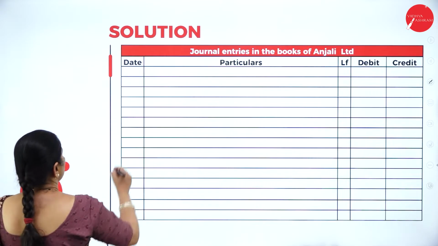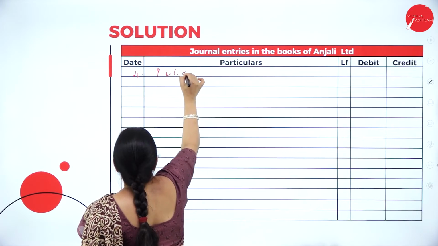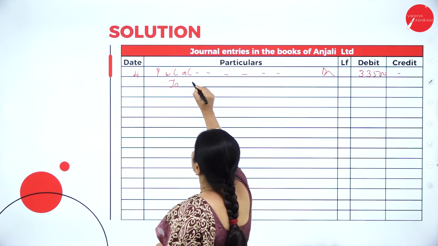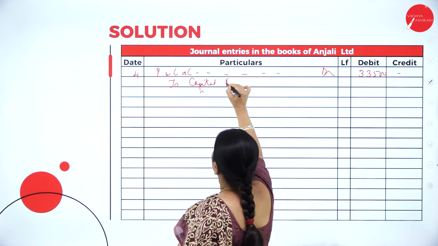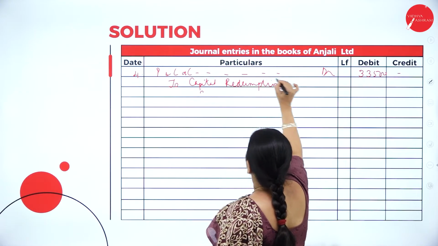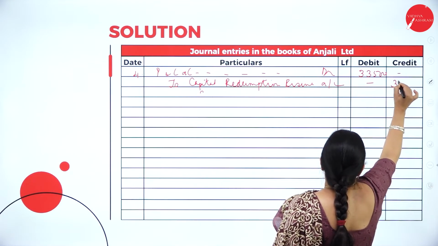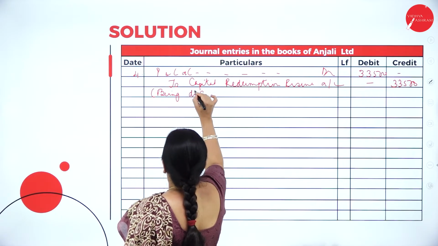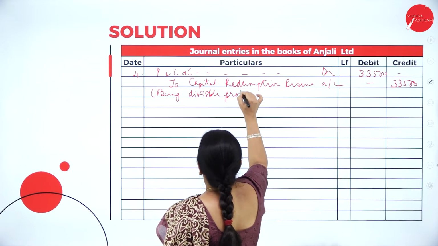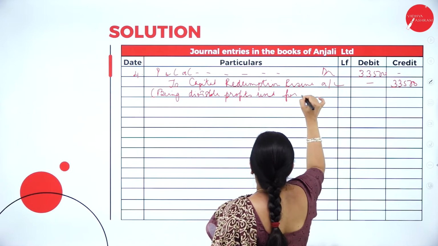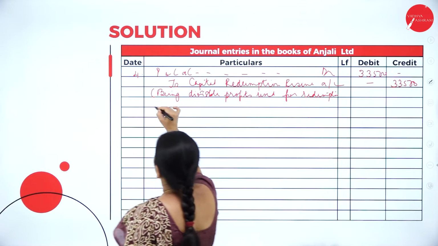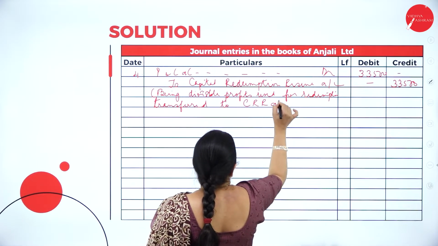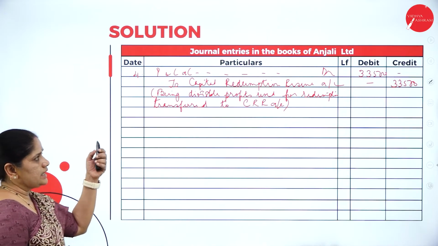So the next entry will be the fourth one. Profit and loss account debit, 33,500, to capital redemption reserve account, 33,500, being divisible profits used for redemption transferred to CRR account. So we have transferred 33,500 to the capital redemption reserve.